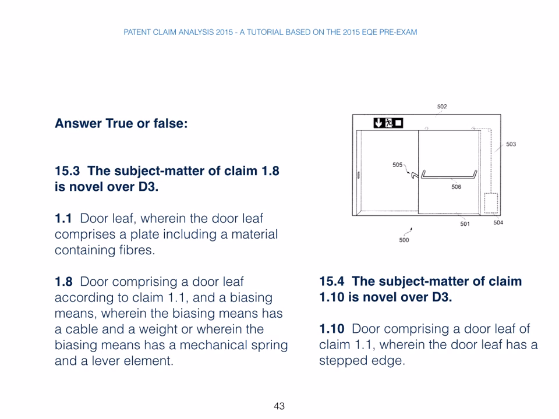The subject matter of claim 1.10 is novel over D3, and claim 1.10, the door comprising a door leaf of claim 1.1, wherein the door leaf has a stepped edge. So what does D3 say about a stepped edge, and what does the client's application say about stepped edges? Make up your mind whether the statement is true or false, and we'll turn to the answers according to the examiner's report.